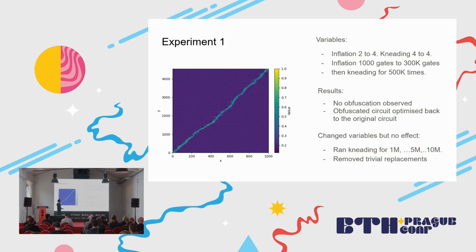And the correlation tells you that the circuits are correlated. You see a straight line. The original circuit and the obfuscated circuit are correlated. Then we thought we should try to do something more, so we ran kneading for 1 million, 5 million, 10 million times. It doesn't help. You still see the same thing.